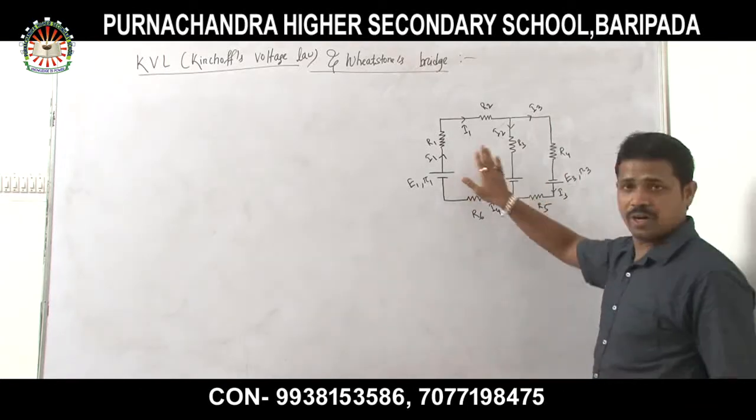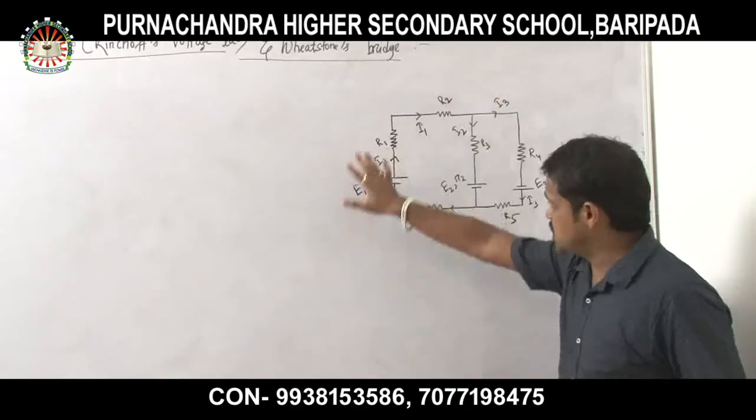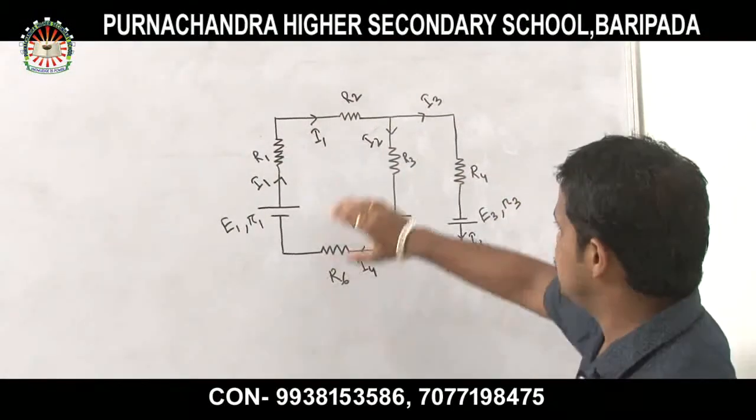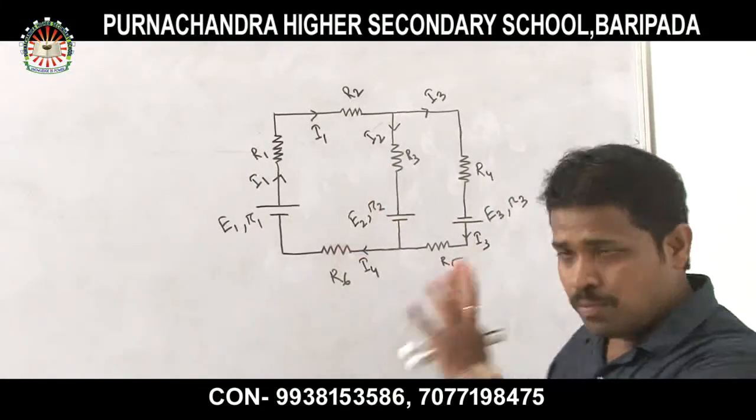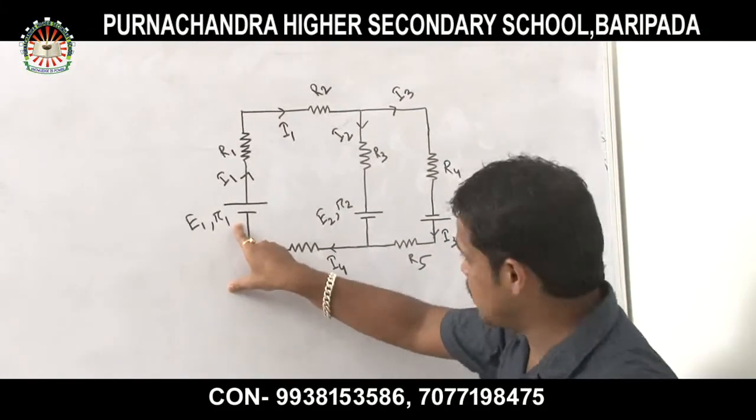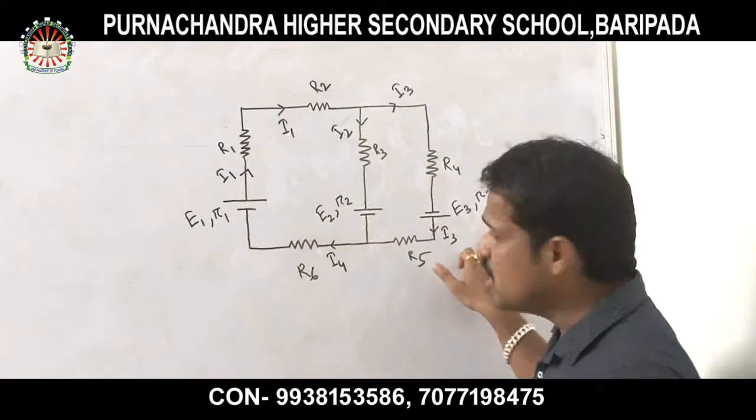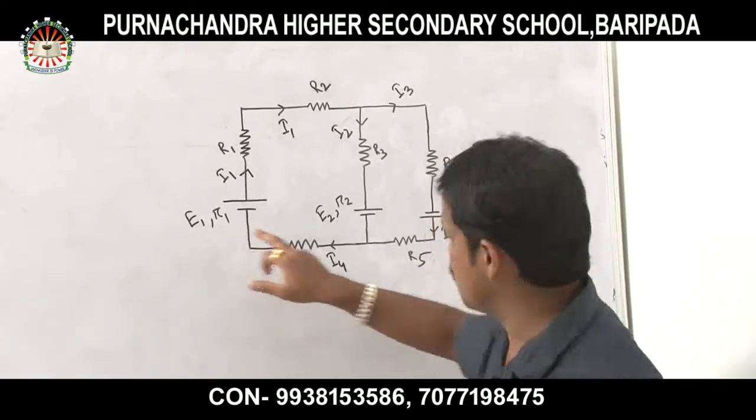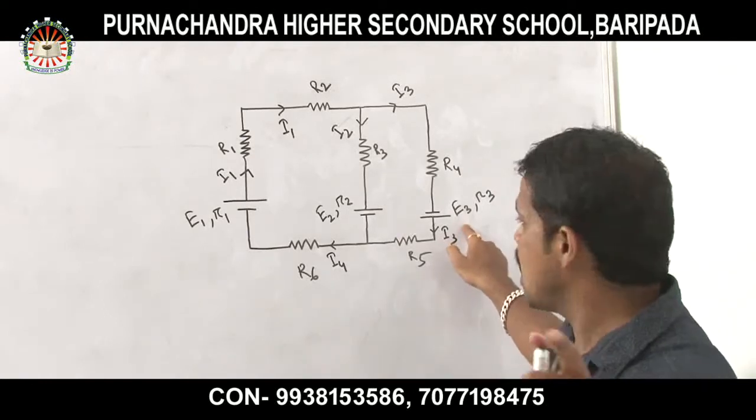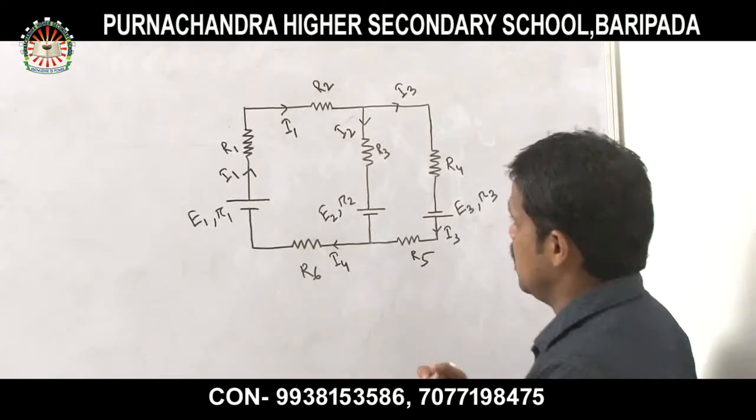All of you look at the figure. First of all, this is a closed circuit with some electronic components. Let us see what the components are. This is the first cell. There are three cells in this electric circuit: E1, E2, E3. E1 has an internal resistance R1, E2 has an internal resistance R2, and E3 has an internal resistance R3.